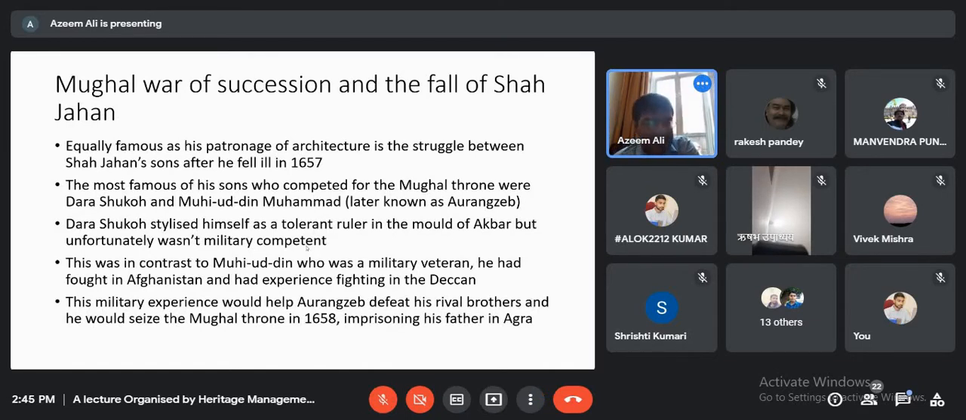This is in contrast to Muhi-ud-Din, who was a military veteran. He had fought in Afghanistan and had experience fighting in the Deccan. This military experience would help Muhi-ud-Din, or Aurangzeb as later known, defeat his rival brothers, and he would seize the Mughal throne in 1658, imprisoning his father in Agra.